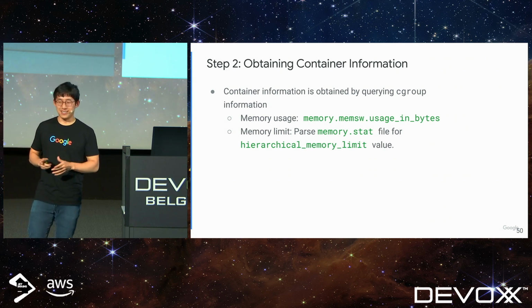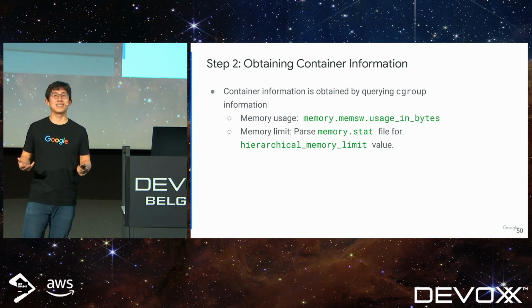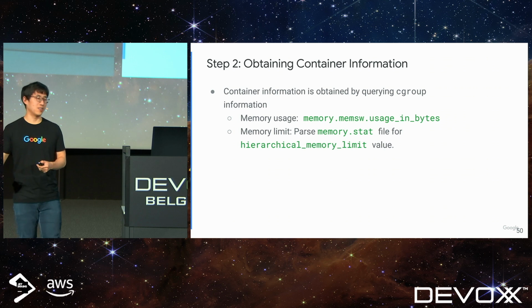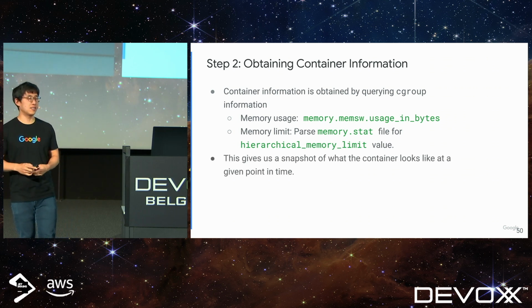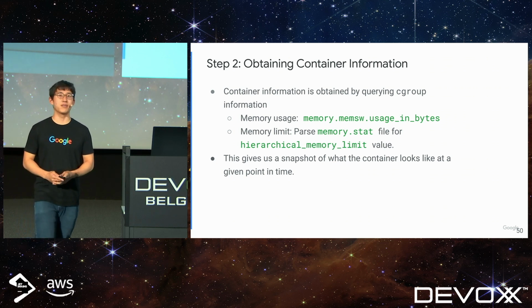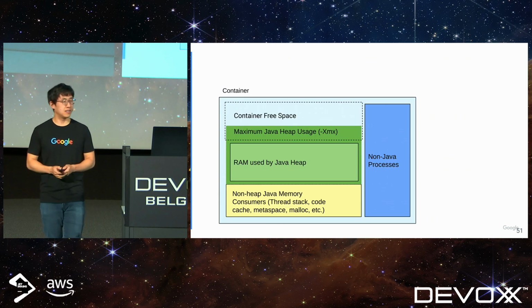The point of this is not to put long words there, but it's really just to say it's really easy to get this information. All you have to do is call an API that's available on Linux systems. And this information gives us a snapshot of what the container looks like at any given point in time. So we have to query this and update the values periodically.